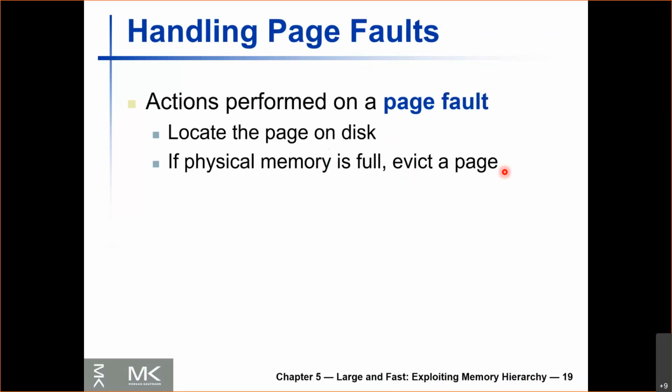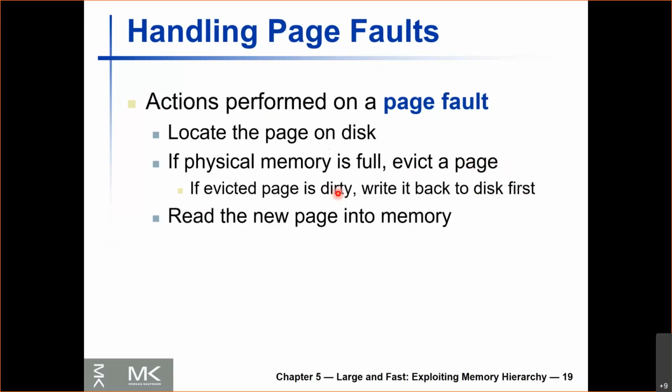And if the evicted page has been written to, what do we need to do? We need to take those updates and write them back to disk. So if the evicted page is dirty, we're going to have a way to track if a page has been written to. If it has, we write it back to disk first before we bring in the new page. So we find the page on disk, we evict a page, if the evicted page is dirty we write it back, and then we bring in the new page and put it in its place.